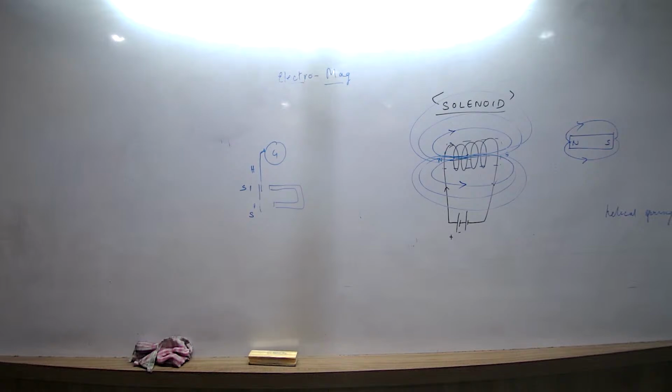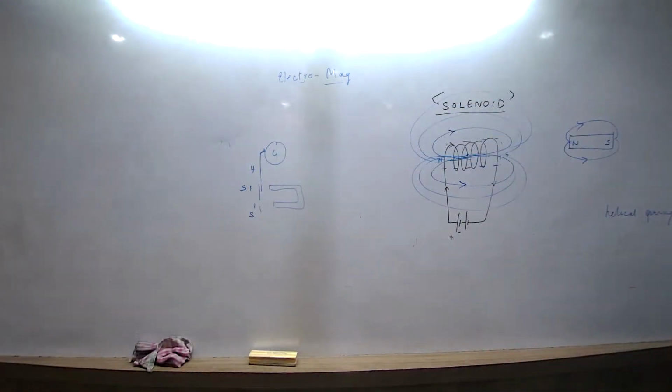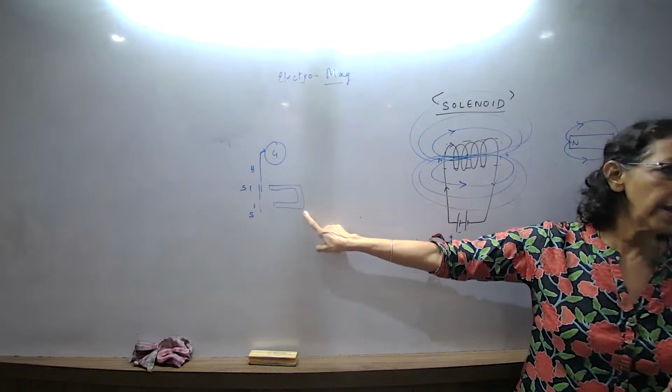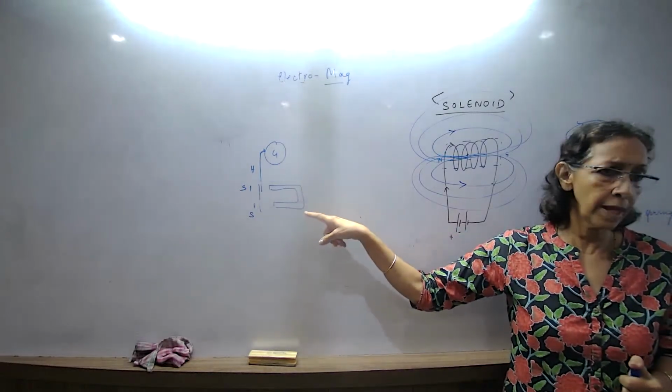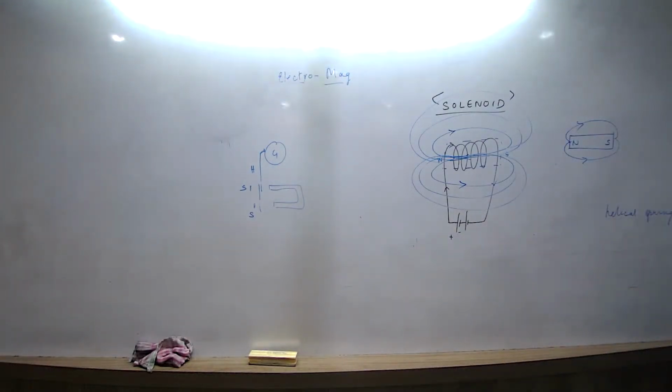Is that okay? Now, once again, construction or the working is not necessary, but what is important for us to realize is the effect or the application of an electromagnet by constructing a U-shape electromagnet, which obviously is a temporary magnet. Is that okay? Clear?